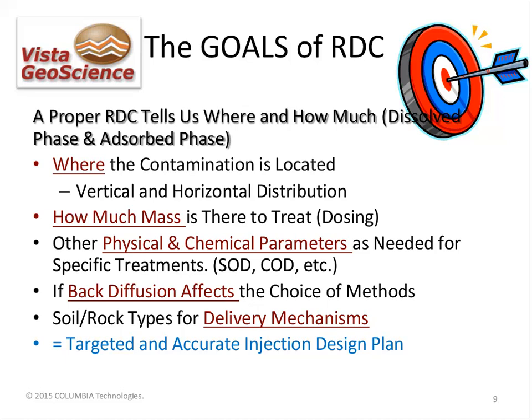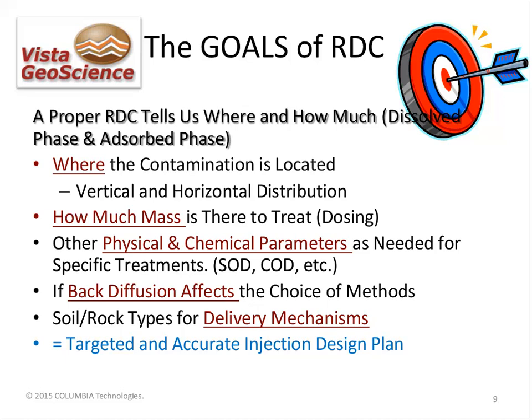Our friends at Vista Geoscience out in the Denver area are using a term they call remedial design characterization. They're in the business of doing remedial work, and when you talk to most any remedial provider, the number one thing they're always complaining about is insufficient characterization. So the question is, how can we get better characterization, and what is in that? What kind of characterization do we need?